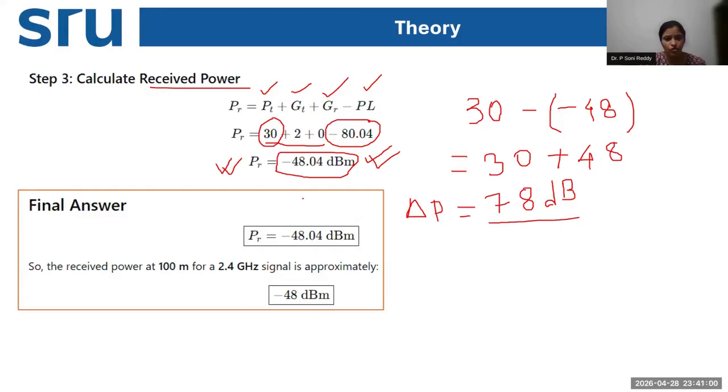From this numerical, we can conclude that based on a 100-meter distance, the path loss is very high, and based on that, the received signal power is very, very low. So this is my final conclusion from this evaluation of this numerical.